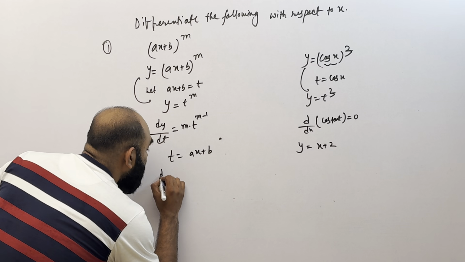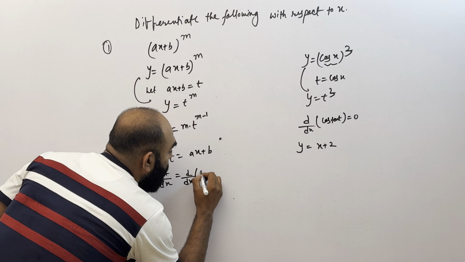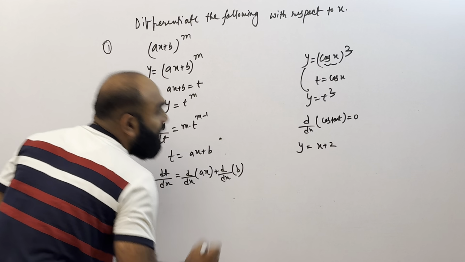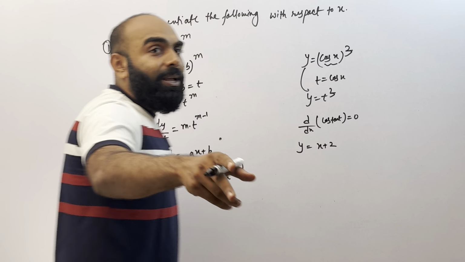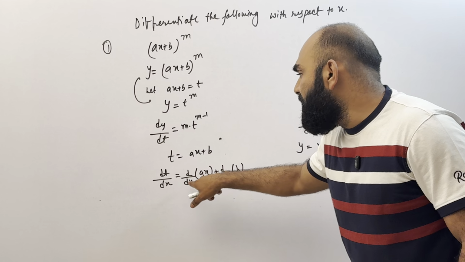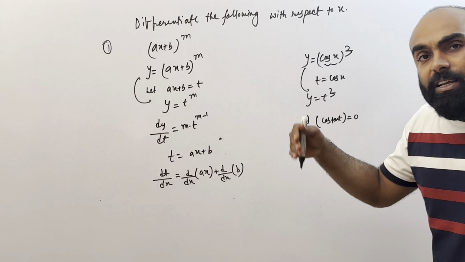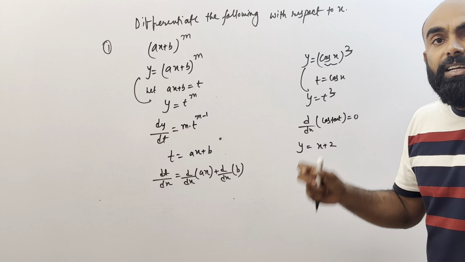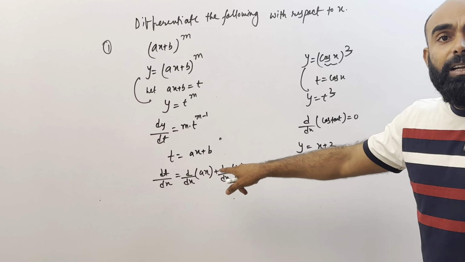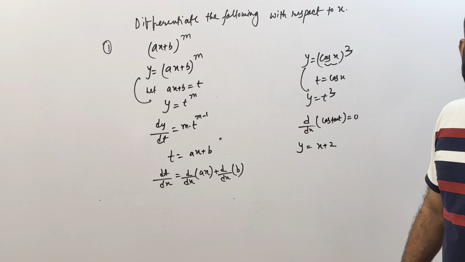Means I will write dt by dx is equal to d by dx of ax plus d by dx of b. I told you, whenever you see the plus, this differentiation will be distributed. I have seen the plus, so this differentiation is going to be distributed on both of them. Whenever plus and minus is written, the differentiation is distributed. Means this d by dx is going to be distributed on ax and b also.